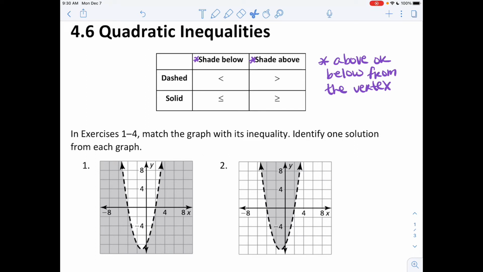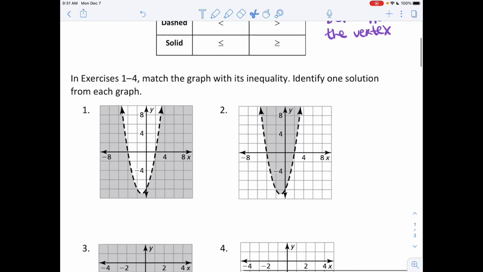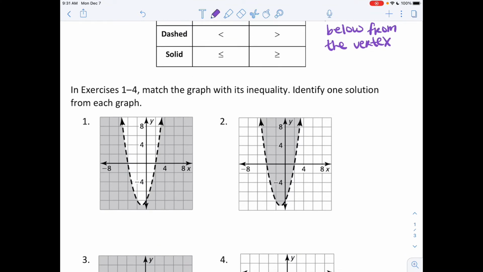In these first 4 examples, we want to match the graph with its inequality and then identify one point that is a solution. So the first thing that I want to do is for each of these 4 graphs, I want to identify whether we are dashed or solid and if the shading is below or above. So let's look at dashed versus solid on number 1 and number 2. I can see that for number 1, we have dashed. For number 2, we also have dashed. So that means immediately that the symbols that we will need to be using are these. It's either a less than or a greater than.